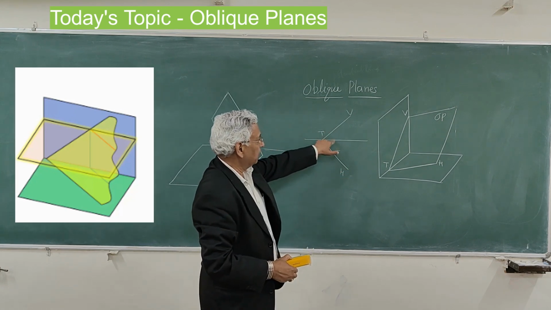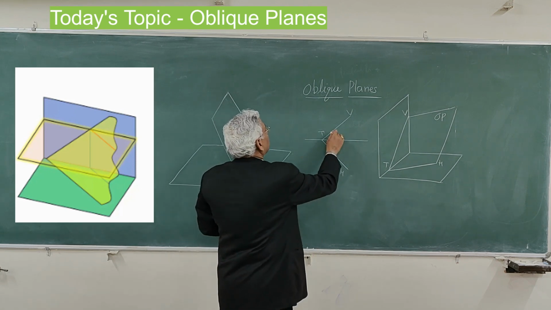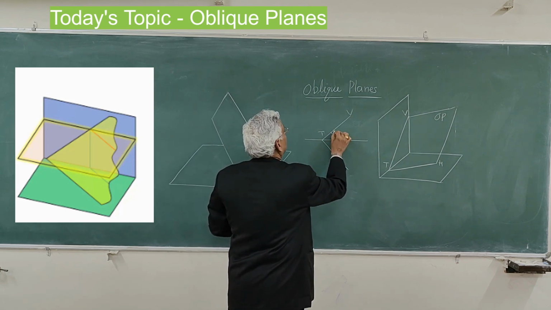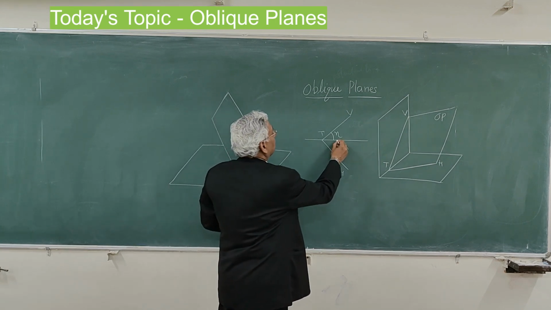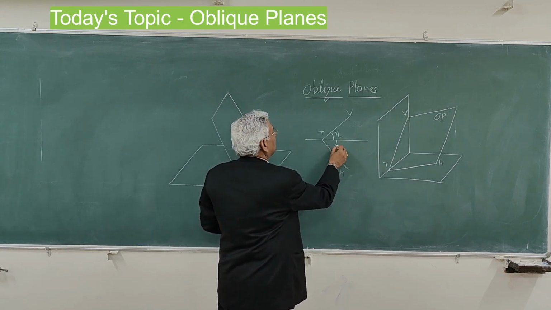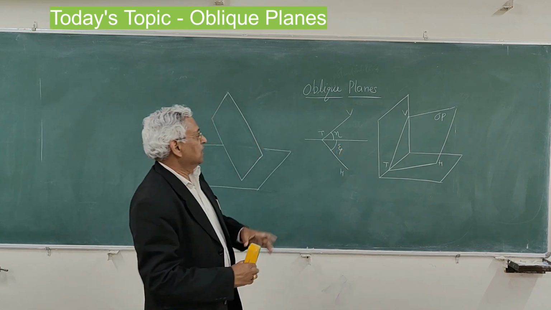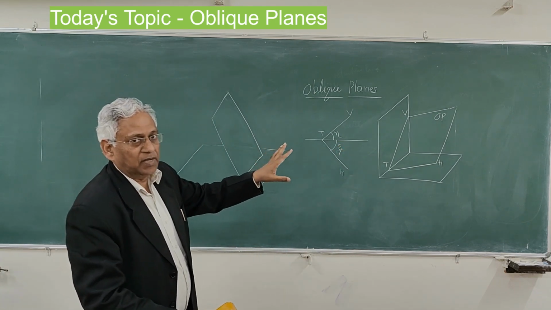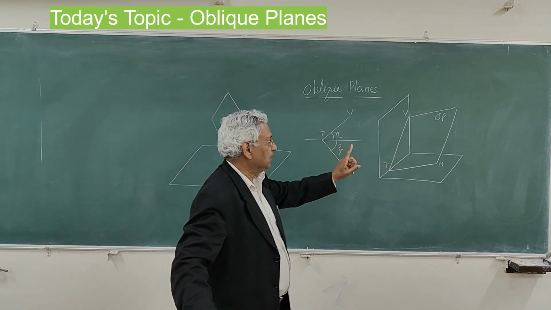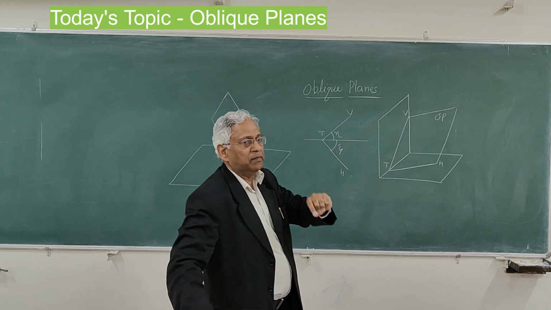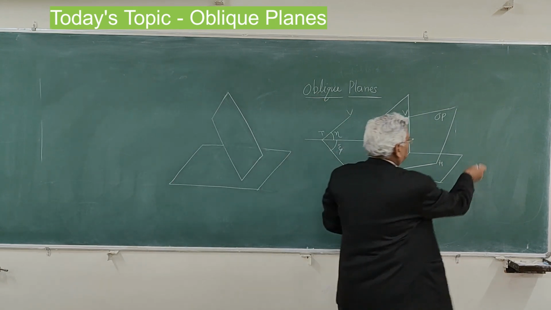And this angle will depend upon the inclination of the plane with the reference plane. This is not the real angle and therefore we denote it by eta, and this is also not the real angle made by the plane and therefore this is generally denoted by zeta. Eta, zeta are the angles made by the traces with the ground line. Alpha, beta are the angles made by the plane with the reference planes.